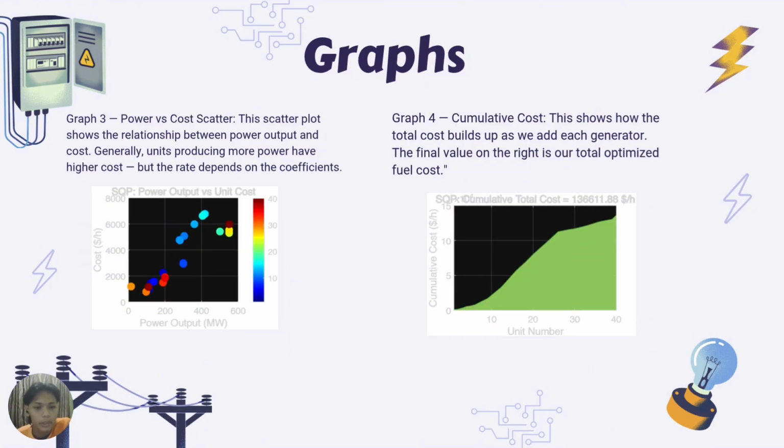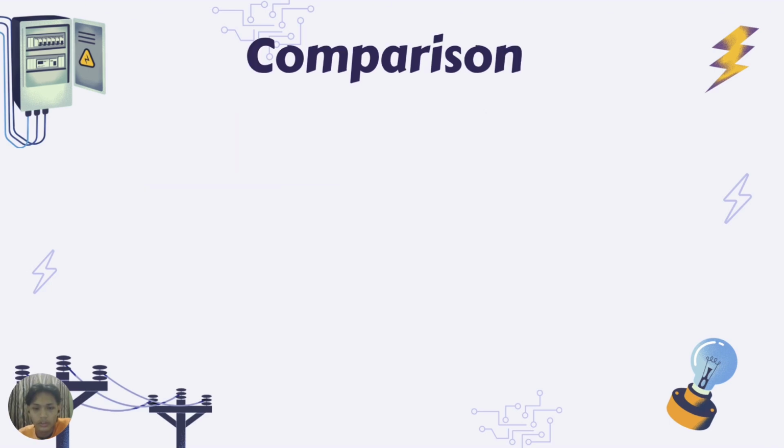Graph 3 shows the power versus cost scatter. This scatter plot shows the relationship between power output and cost. Generally, units producing more power have higher costs, but the rate depends on the coefficient. The last graph is cumulative cost. This graph shows how the total cost builds up as we add each generator. The final value on the right is our total optimized fuel cost.